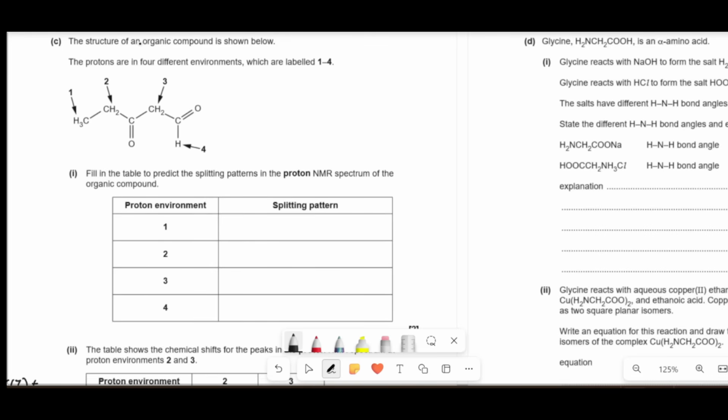So now it says the structure of an organic compound is shown below. The protons are in 4 different environments labeled 1 to 4. What are their splitting patterns? So if you look at this first one, it's a CH3. So its splitting pattern here has to be, well, next to it is a CH2. So N+1 rule, it's going to be a triplet.